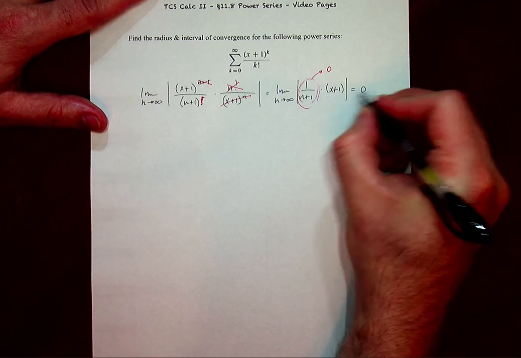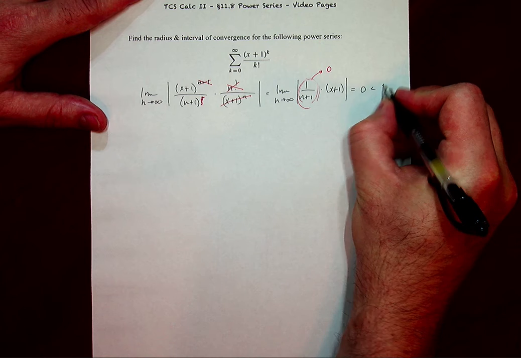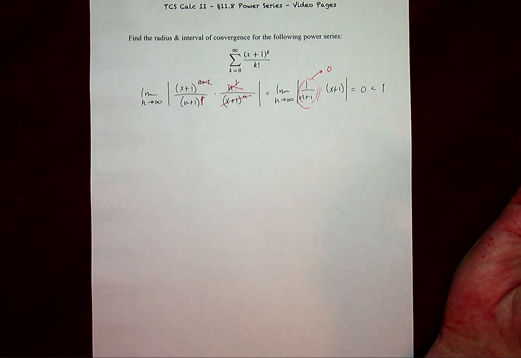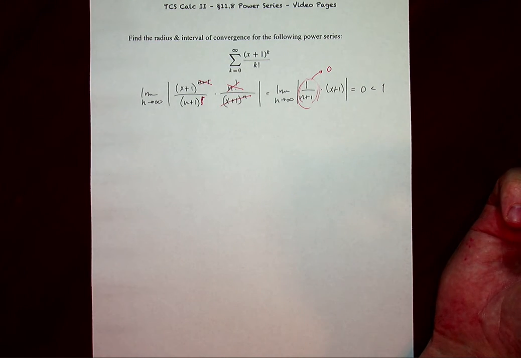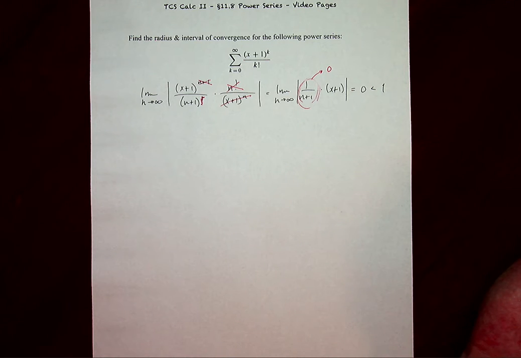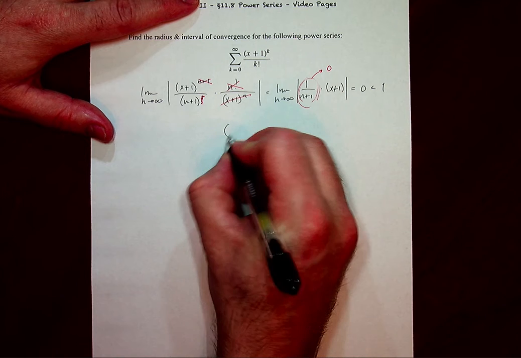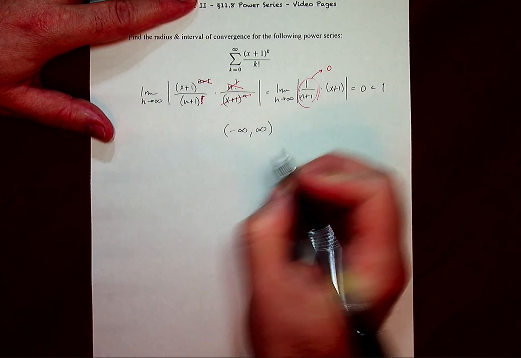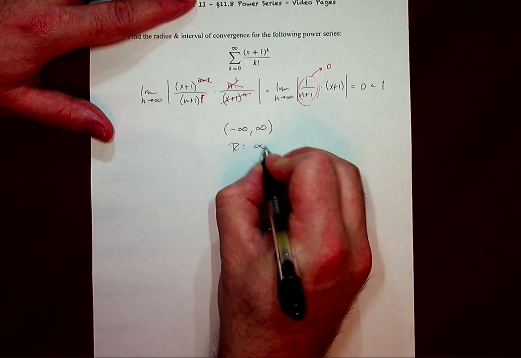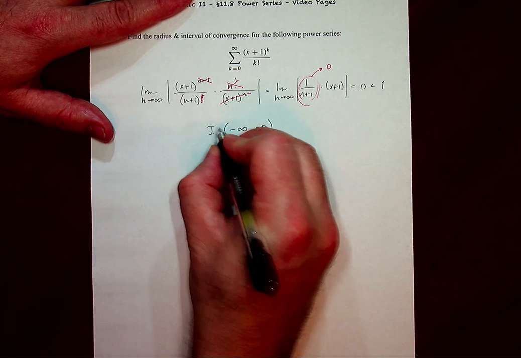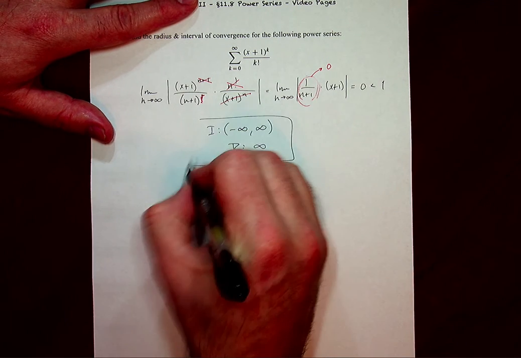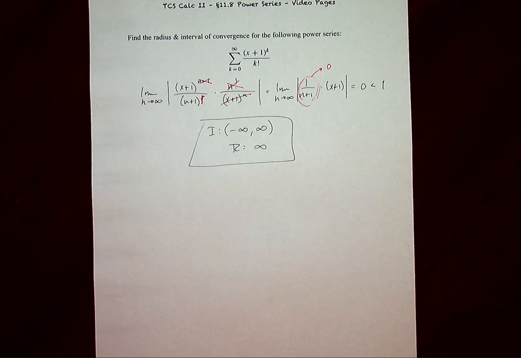Now, this is a numerical answer. It is always true. So if it's always true, it's always convergent, and it doesn't matter what value of x it is, which is another way of saying negative infinity to infinity, and our radius is also infinite. So our interval is the whole set of real numbers, and our radius is infinite.